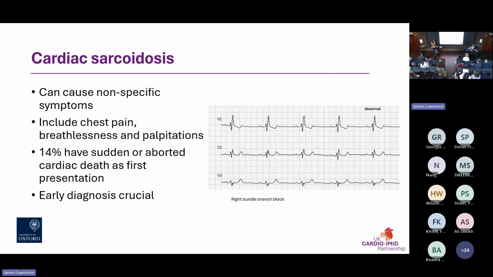So why do we care about cardiac sarcoidosis? It's quite a hard one to diagnose, with quite non-specific symptoms, which include chest pain, breathlessness, and palpitations. However, in a fairly large proportion of people, sudden or aborted cardiac death is the first presentation. For that reason, early diagnosis is crucial.